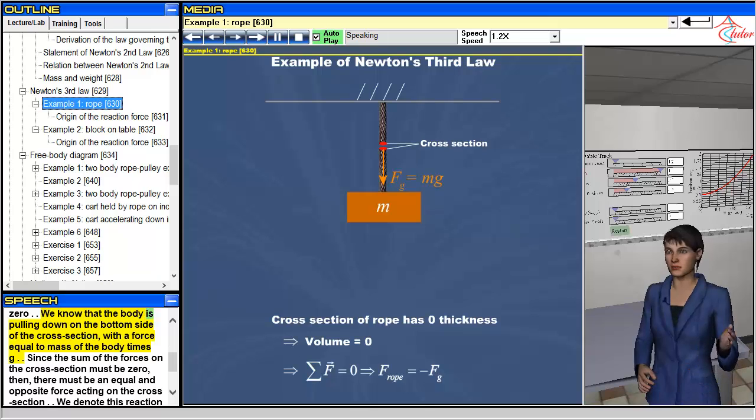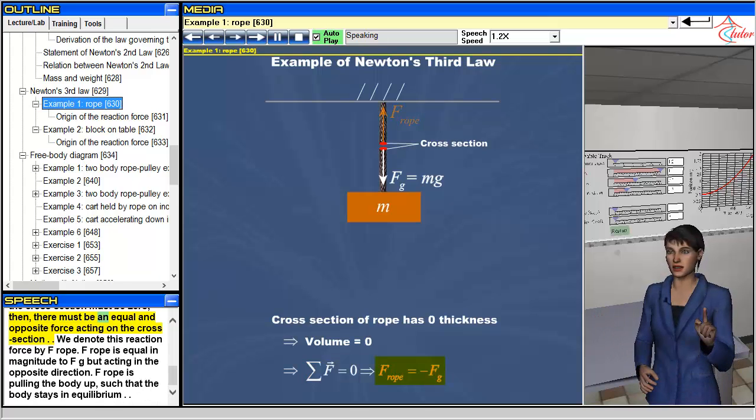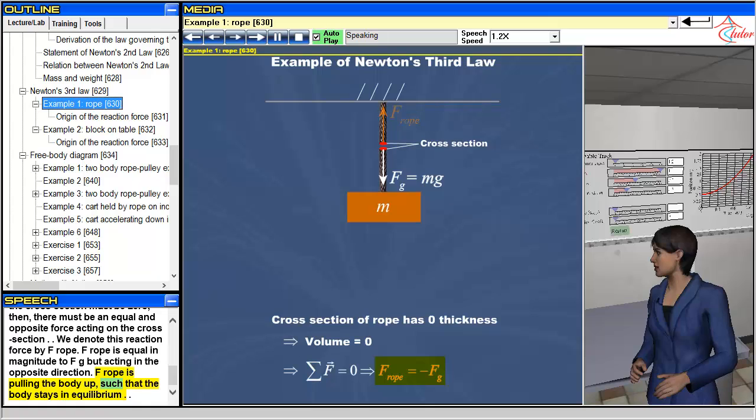We know that the body is pulling down on the bottom side of the cross-section, with a force equal to the mass of the body times g. Since the sum of the forces on the cross-section must be zero, then there must be an equal and opposite force acting on the cross-section. We denote this reaction force by F rope. F rope is equal in magnitude to Fg but acting in the opposite direction. F rope is pulling the body up, such that the body stays in equilibrium.